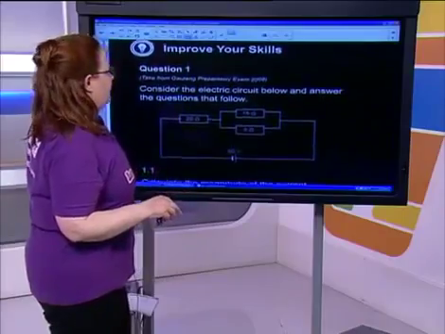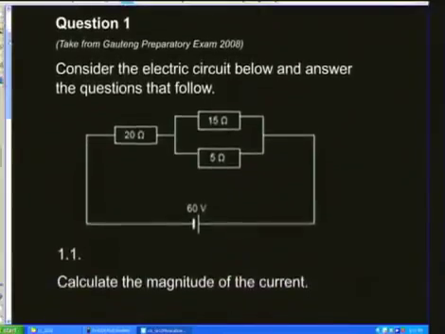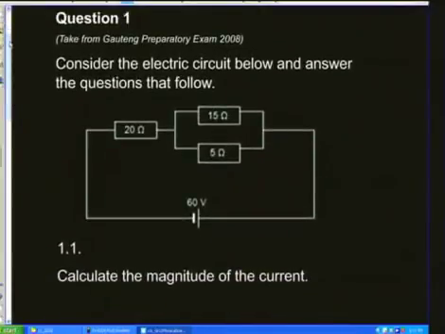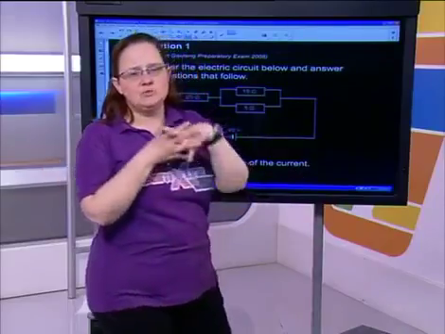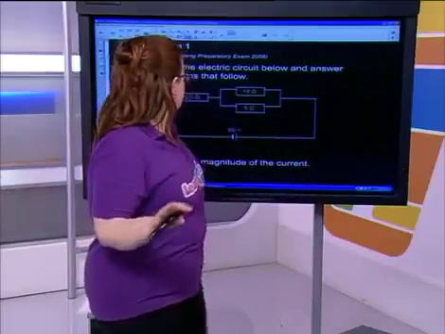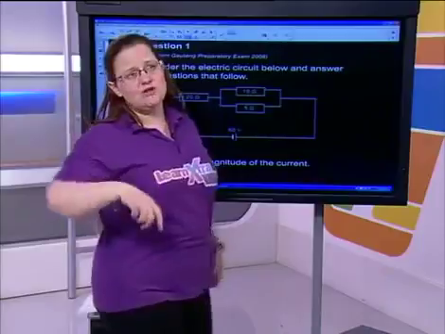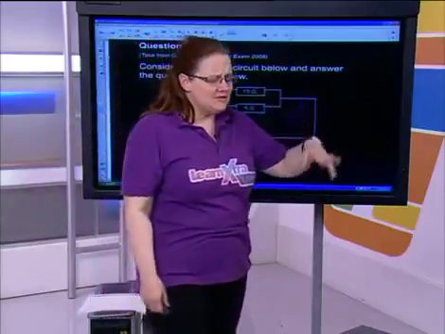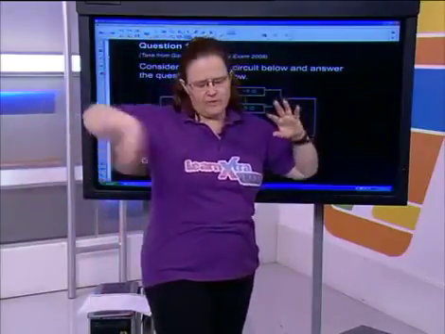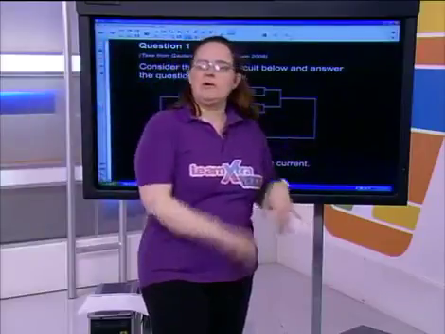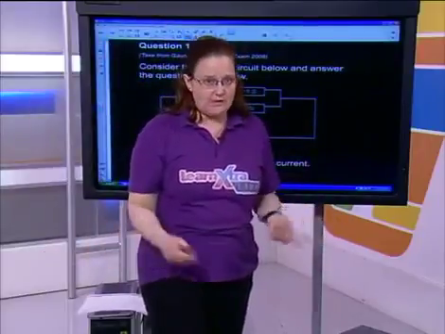So this was from the prelim paper in 2008. It says, consider the electric circuit below and answer the questions that follow. Assuming no internal resistance, assuming we can ignore the resistance of everything else, we're just going to go from here. Now, first thing you should do, whether you know that conventional current always goes from positive to negative, or you do it the other way around, makes absolutely no difference, okay?